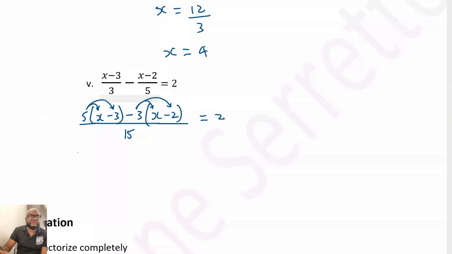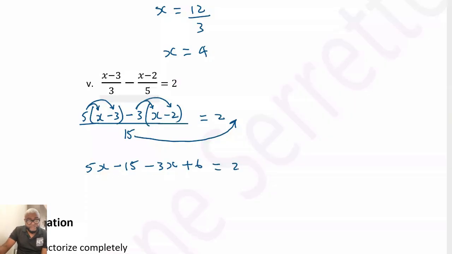Right, so let me go. 5 by x would be 5x. 5 by negative 3 would be negative 15. Negative 3 by x would be negative 3x. Negative 3 by negative 2 would be positive 6, right? I'm flinging this 15 to the side. What do I do with this 15 when I carry it there? Multiply. So this will be 2 multiplied by 15. So 5x minus 3x would be 2x. And then negative 15 plus 6 would be negative 9.